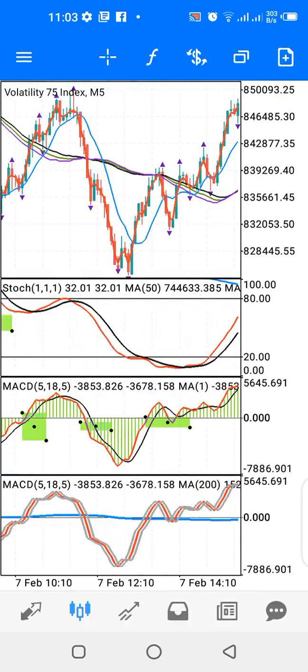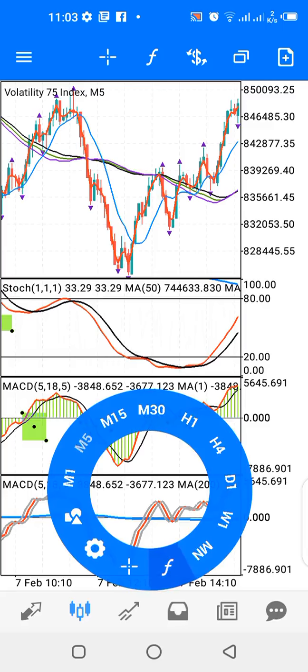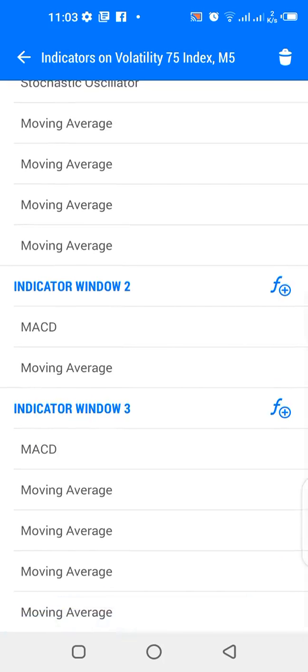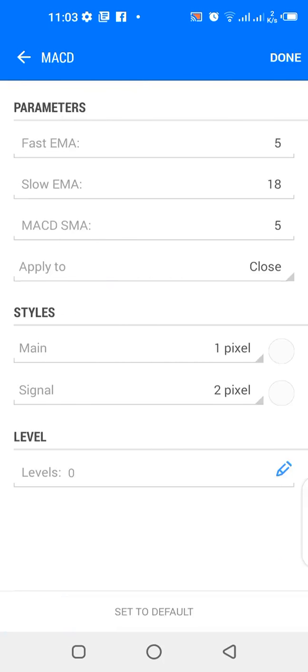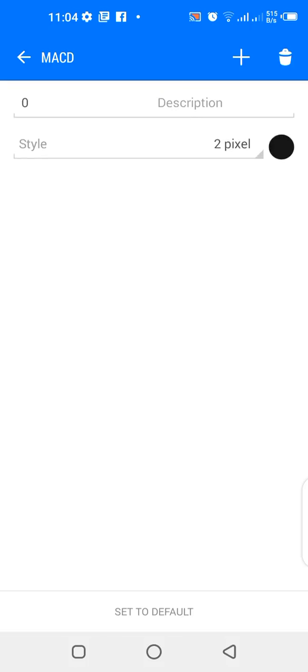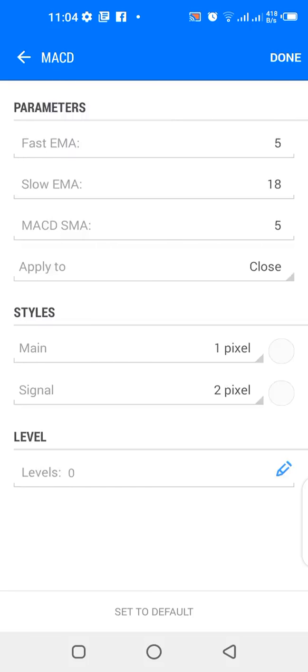All right, let's look at the settings for indicator window 3. For indicator window 3, we also have another MACD. Now the fast EMA is 5. The slow EMA is 18. MACD SMA is 5. Apply to close. The color of the main and the signal will match the background color of the chart. Now for the level, we have 0 level.